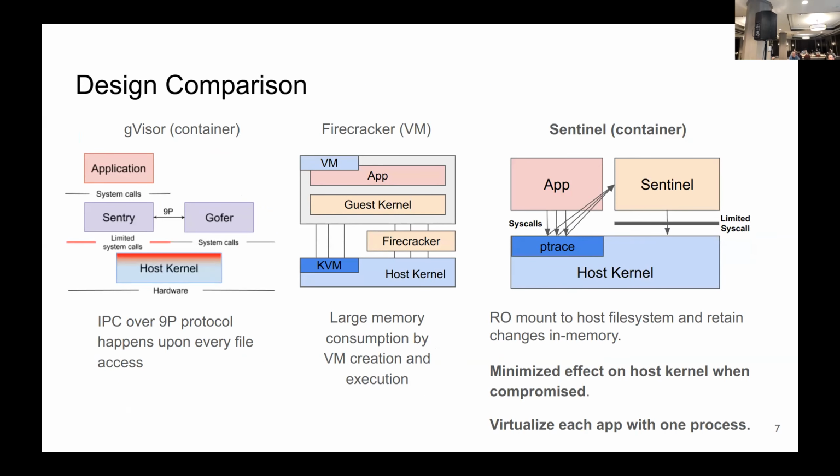On the left is gVisor, and we can see there are two components, and upon every file access, the two processes communicate with each other over the P9 protocol, and this can be very costly. Around the middle is Firecracker, and even though it's a lightweight VM, it's still a virtual machine, so it consumes a lot of memory by creating and operating the VM. And on the right is Sentinel, which performs a read-only mount of the host file system and retains the changes in memory. So even if Sentinel is taken over by a malicious application, all they can do is read the host file system, so the damage is minimized. We also realized the virtualization with a single process per application.